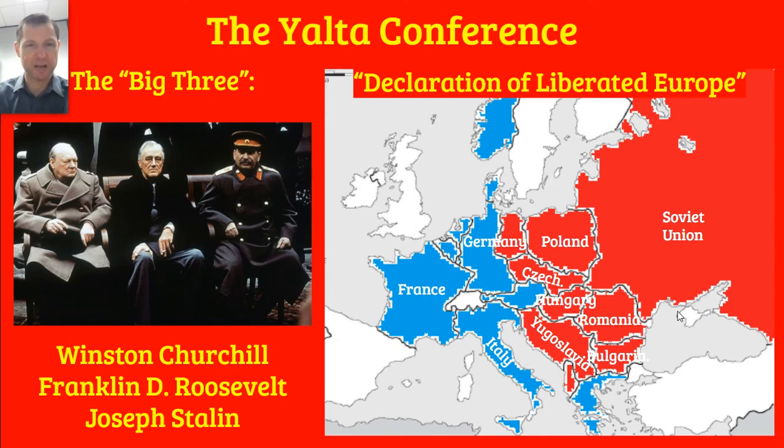It seemed like a compromise between the visions of the Western democracies on one hand and Stalin's vision on the other hand. In the end, that compromise failed, and Stalin ended up taking over and controlling Eastern Europe, and the Soviet Union controlled Eastern Europe for the next 45 years.